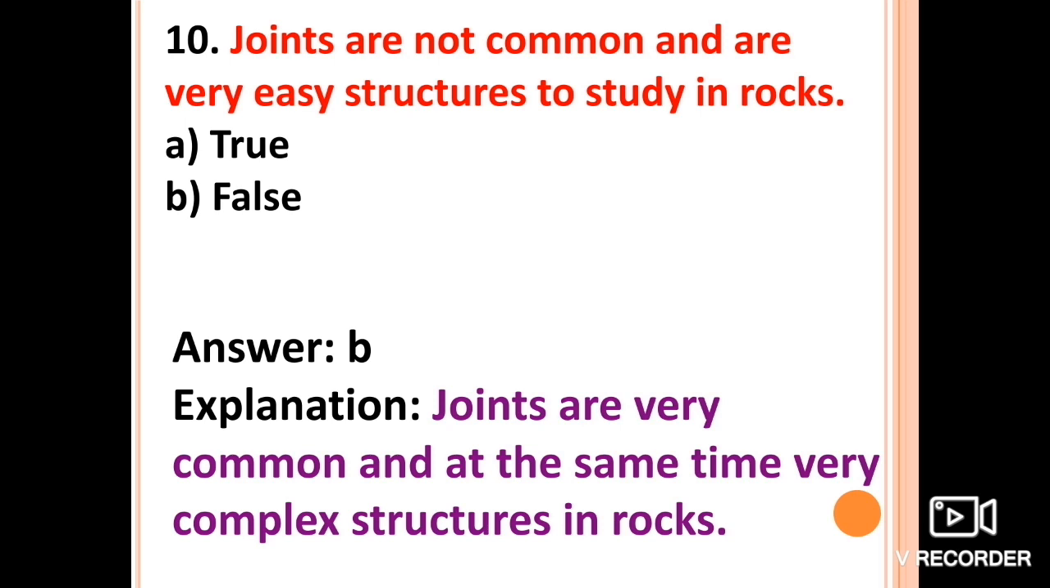Okay, so they may look alike a fault, they may look alike a joint, they may look alike a cleavage or a lineation. So basically you have to determine and distinguish between all these terms: joints, fault, cleavage, or the lineation, because all these are planar structures and lineation is the linear structure. So the differentiation is very important for these types of questions. So here the joints are not common and are very easy structures to study in rocks, that is straight away false.